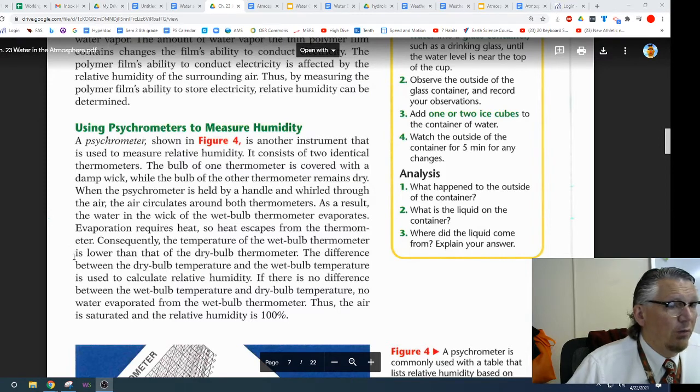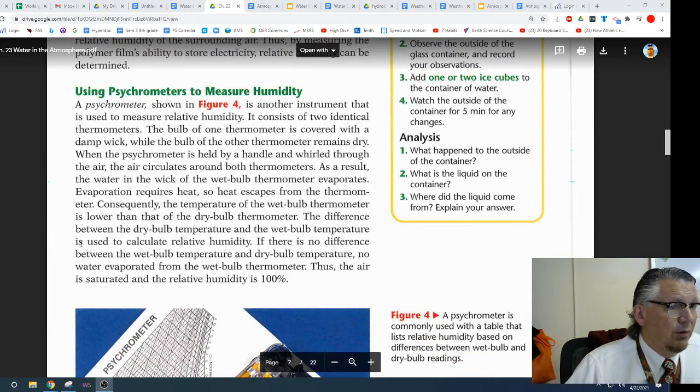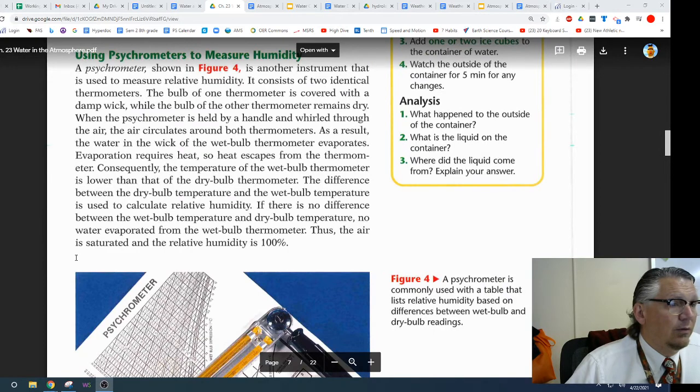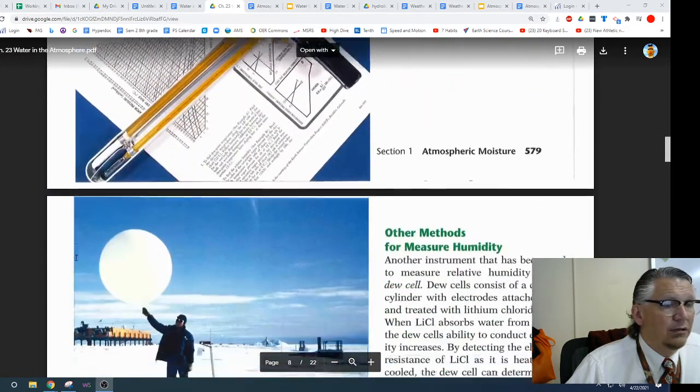Consequently, the temperature of the wet bulb thermometer is lower than the dry bulb thermometer. The difference between the dry bulb temperature and the wet bulb temperature is used to calculate relative humidity. If there is no difference between the wet bulb temperature and the dry bulb temperature, no water evaporated from the wet bulb thermometer. Thus, the air is saturated and relative humidity is 100%.